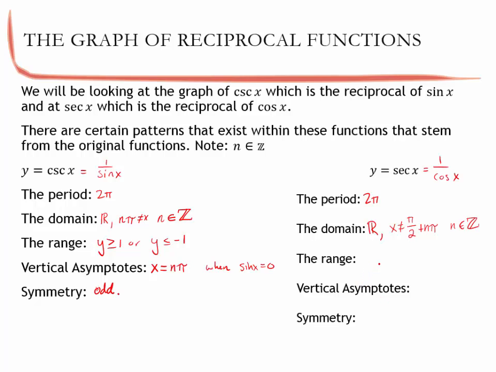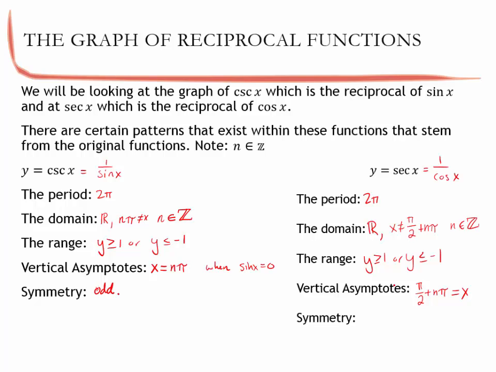Anyway, the range for this one is also the same thing. y is greater than or equal to 1, or y is less than or equal to negative 1. At this rate, we're probably not going to finish the lesson in time, so I need to focus a little. Vertical asymptotes are at the spots where the domain is bad. So we get pi over 2 plus n pi equals x. That's when we have vertical asymptotes at every pi over 2: pi over 2, 3 pi over 2, 5 pi over 2, 7 pi over 2, 9 pi over 2, 11 pi over 2. All of those are going to have vertical asymptotes.